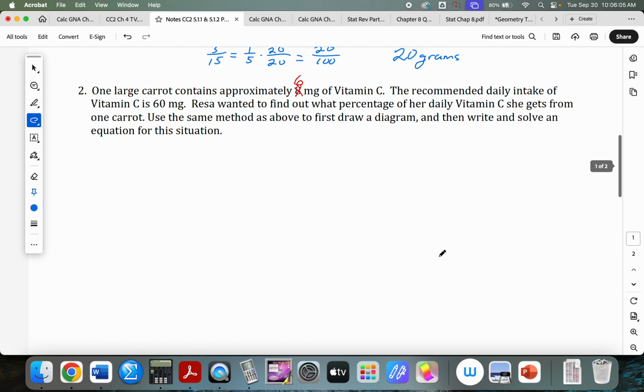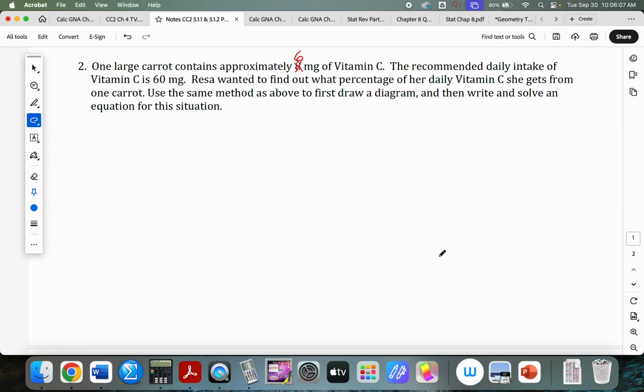All right, let's try this next one. And please, on yours, just to keep the numbers from being horribly, horribly ugly, change this 8 milligrams in the first sentence to 6 milligrams. Thank you.